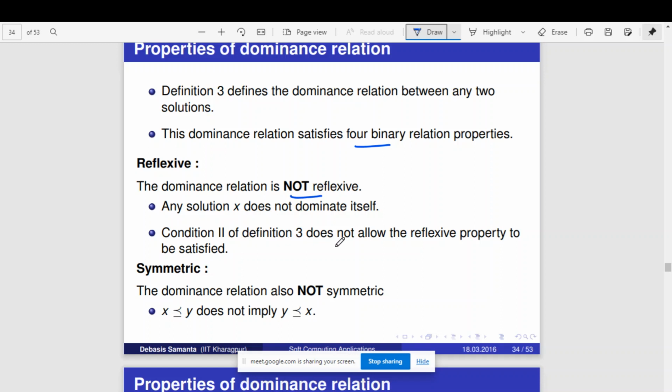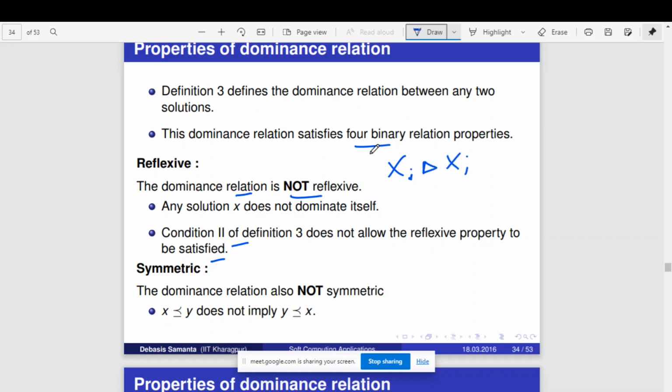Condition 2 of definition 3 does not allow the reflexive property to be satisfied. We discussed two conditions. The second condition says that for at least one function, xi should be better than xj. So for a particular solution xi, you cannot say that xi is dominating xi itself.